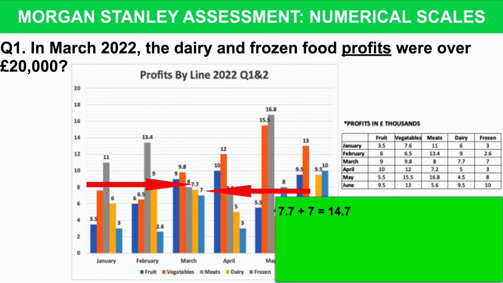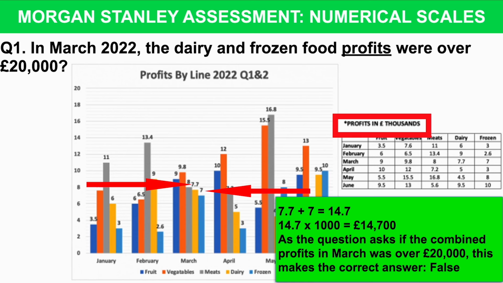Looking at the tab again, it states that the figures are represented in the thousands of pounds. So to get the answer, we need to times 14.7 by 1,000, which gives us a figure of 14,700. As the question asks if the combined profits in March were over £20,000, this makes the correct answer false.